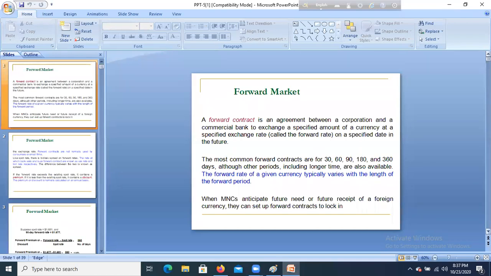Today, I will discuss the forward market, future market, and option market. So now I'm going to discuss what is the forward market.